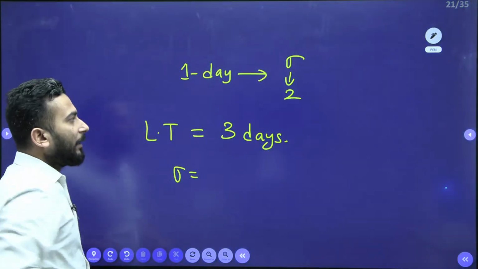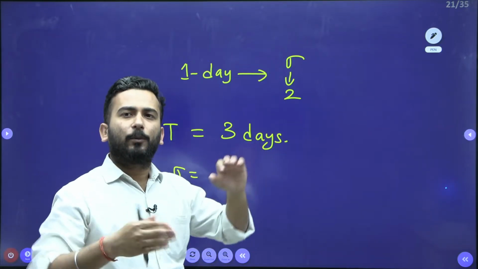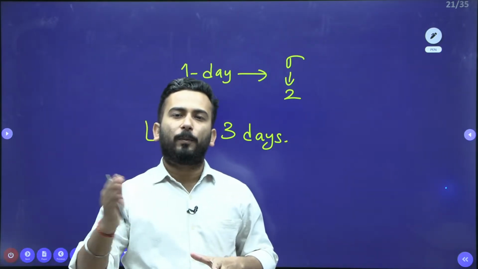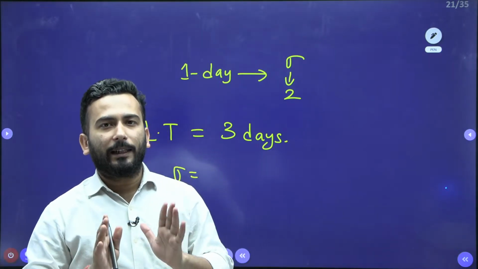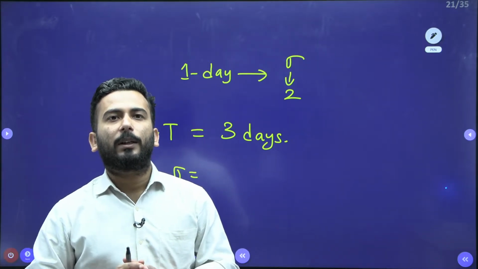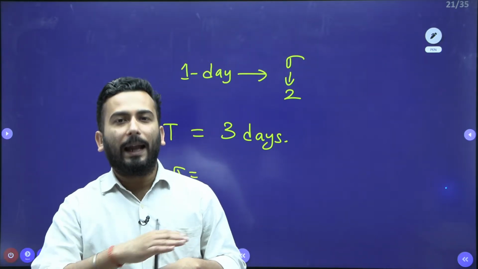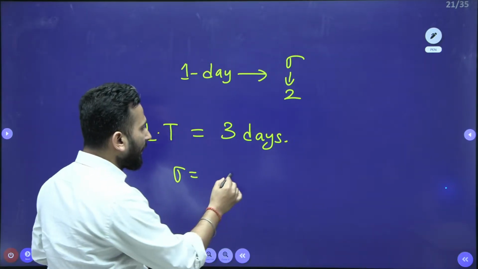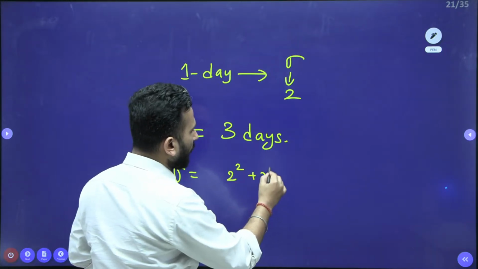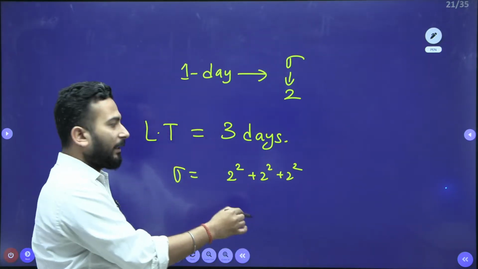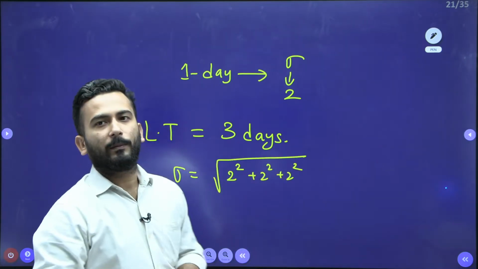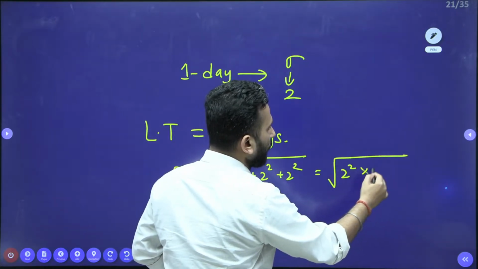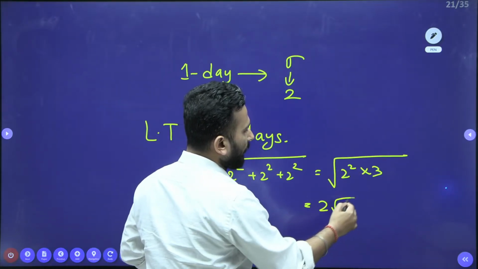Now you will say, sir, for a lead time of 3 days, should we do 2 plus 2 plus 2? Sir, you cannot directly add standard deviations. You have to convert to variance, add, get the variance, then take the square root. For example, over here the variance is 2 square plus 2 square plus 2 square for 3 days. Take the square root, this is your answer. So you can write root over 2 square into 3, which is 2 root 3.